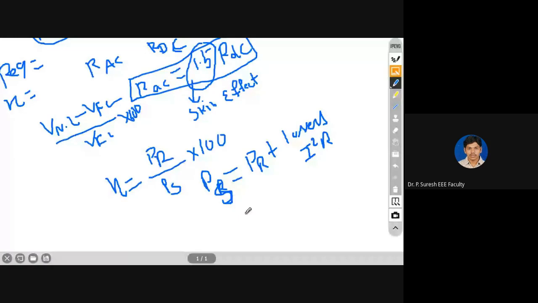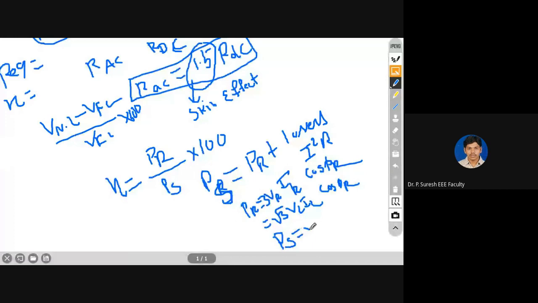Another formula is PR equals VR into IR into cos phi R. If it is three phase, we take 3 into V phase, I phase, cos phi. Otherwise, with line voltage, it is root 3 into VL IL cos phi R. Similarly, the sending end power is 3 into VS IS cos phi S.